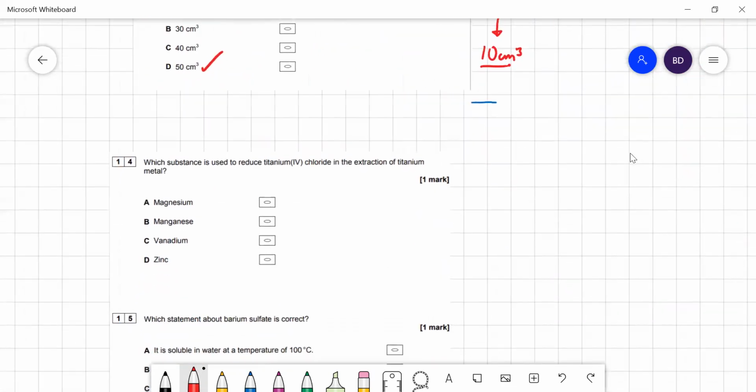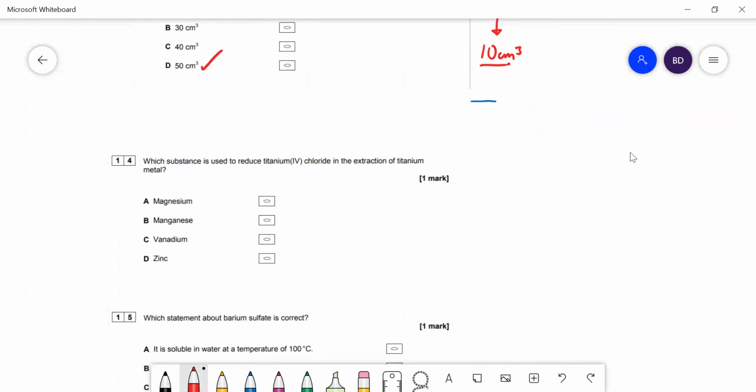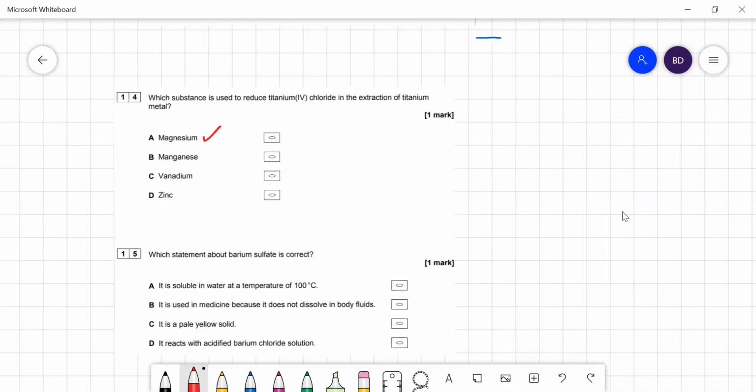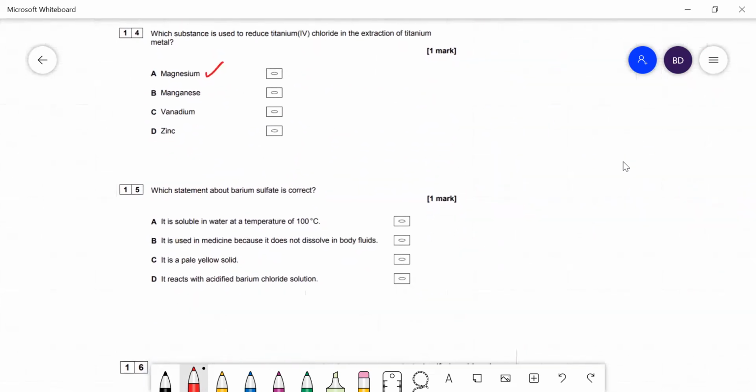Right, straightforward knowledge recall one now. Which substance is used to reduce titanium 4 chloride in extraction of aluminium? It's magnesium. Okay, it's going to be quite a reactive metal. That's in the group 2 section of the spec. Sort of a one line bit of knowledge.